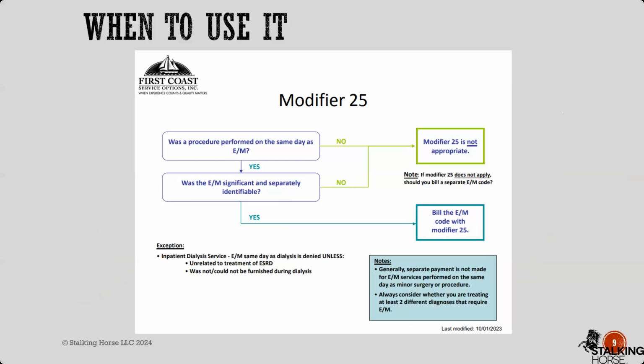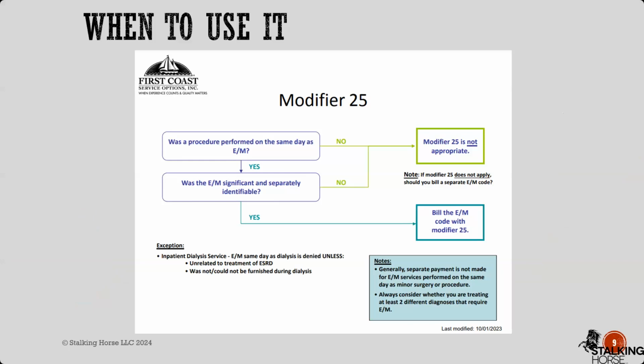The first question that comes up is, was a procedure performed on the same day as the E&M? If the answer is no, then modifier 25 is not appropriate. If the answer is yes, then the question is, was the E&M significant and separately identifiable? Again, you have to make sure that your documentation shows that. If the answer is no, then modifier 25 is not appropriate. However, if the answer is yes, and you feel that it's appropriately documented that way, then you would bill the E&M code with the modifier 25.